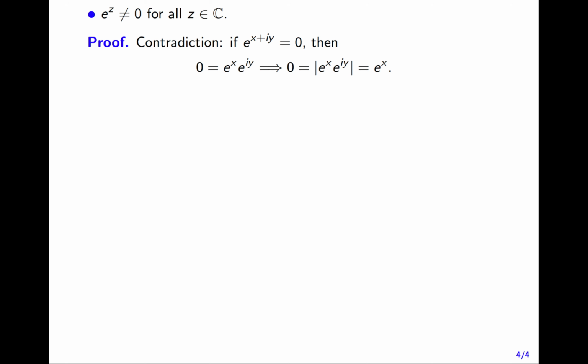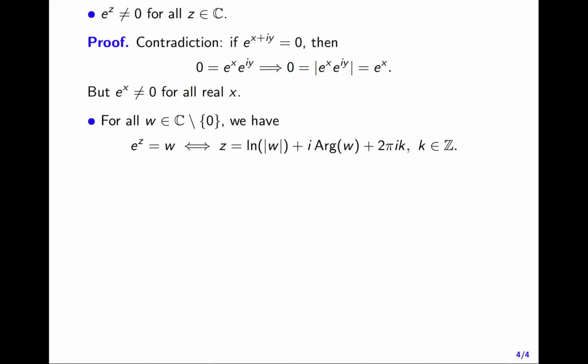So we have here 0 = e^x. Is that ever possible? No. e^x is never 0 when x is real. e^x is always positive for real x. So proof by contradiction works.